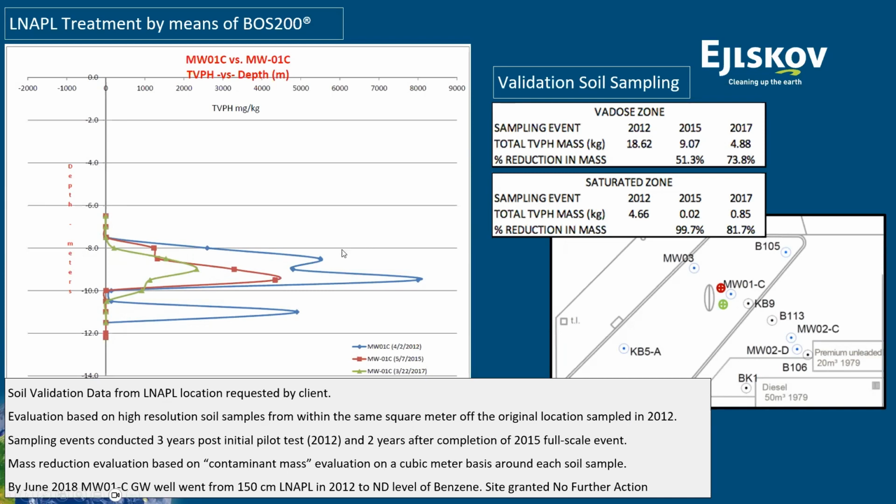validation events that were actually asked for by the client on soil data, for example. We started with the blue line, which shows the pre-treatment concentration, followed by 2 validation events performed 3 years after the first pilot test, and then 2 years after the full-scale event. We can see the reduction in soil concentration just by looking at the soil data. This well, by the time the site was granted no further action, reached non-detect concentration for benzene. The 150 centimeters of LNAPL that were observed pre-pilot test were never observed after the full-scale event.